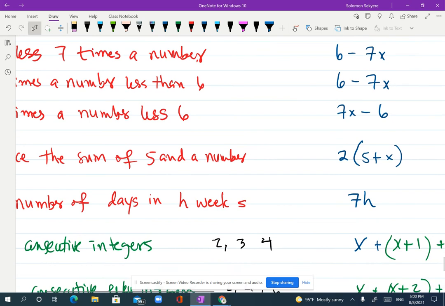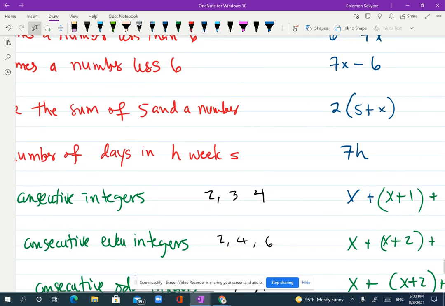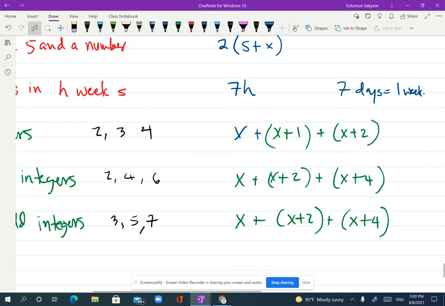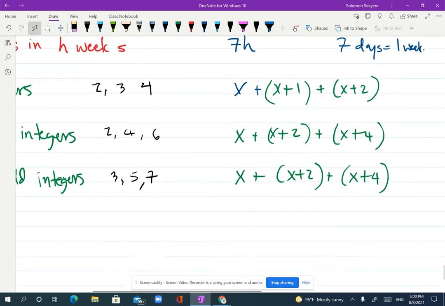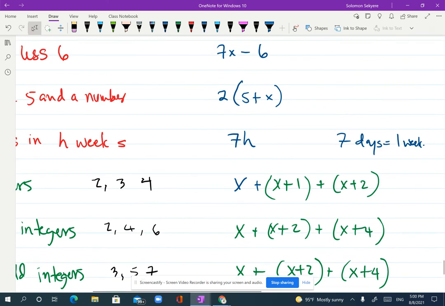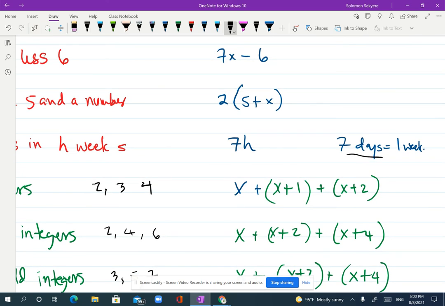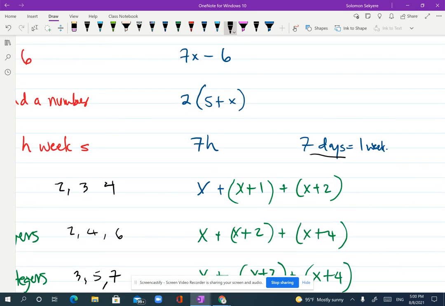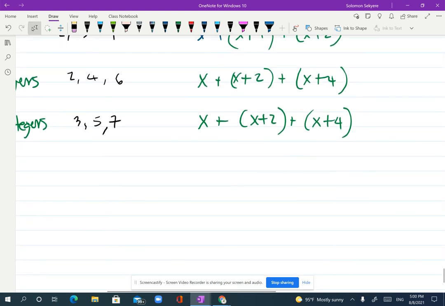Check out all your answers. Sum of consecutive integers. All right. Okay, so here we have 7 days in 1 week. So number of days in each week should be 7 times h. Here are your answers. All right.